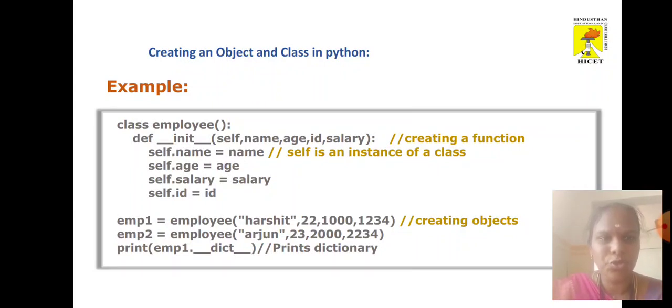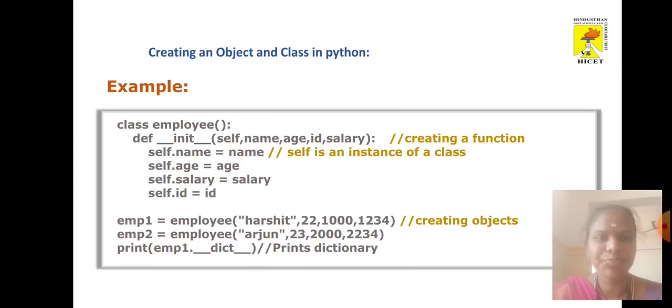I created the object as employee1 equal to my class name, that is Employee. Inside that, I pass the values to the class: Harshit, age, ID is 1000 and salary is 1234. So this is the way I create an object: object name equals class name, with the values for the parameters inside.